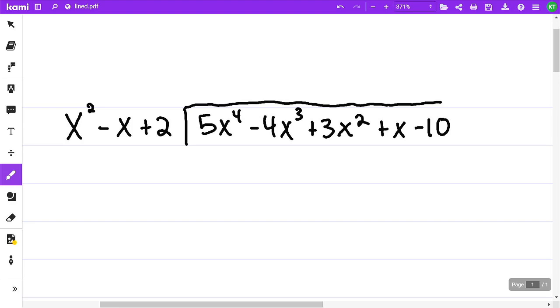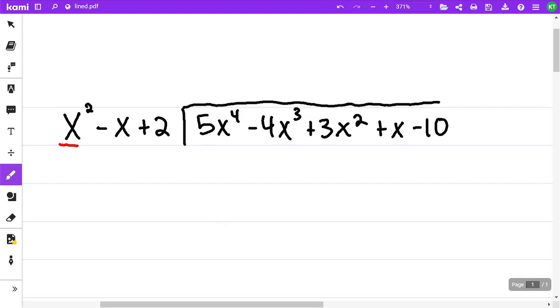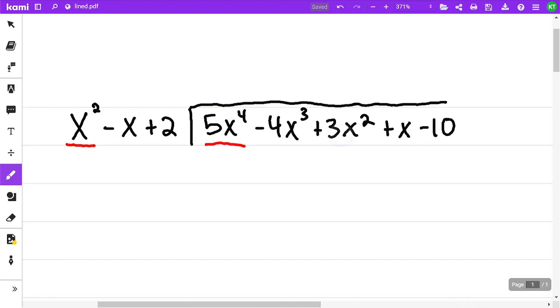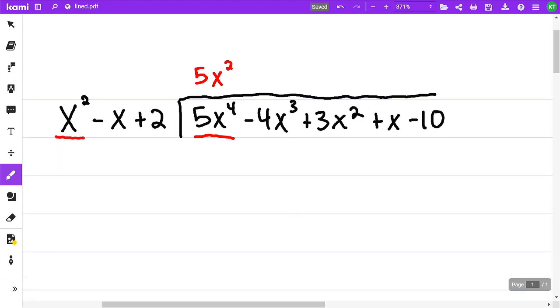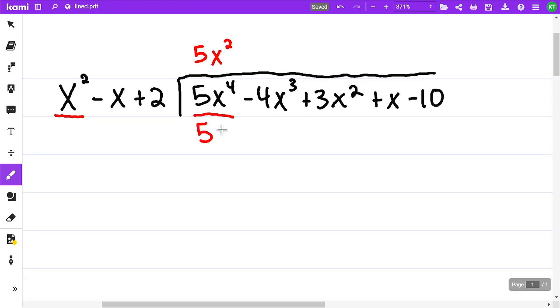So long division with a trinomial works just like long division with a binomial. The only difference here is now we have a squared term instead of just a linear x term. So to get started, we're going to want to get, again, this term right here to be just like this. So to get x squared to be like 5x to the power of 4, I'm going to need to multiply by 5. And then also by x to the power of 2, because that will give me 5x to the power of 4. So again, these two things should match up.